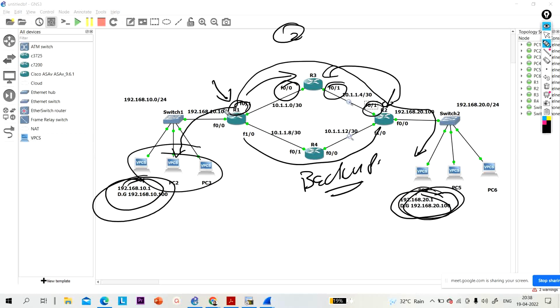Router will check their routing table to forward traffic in this network. They will find this exit interface, so router will forward to R3 only, right? But whenever this link goes down, now you have to reconfigure R1 and R2 as well as R4, right? Okay, dear.